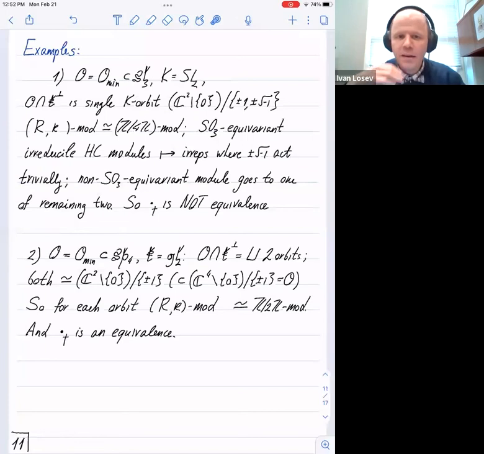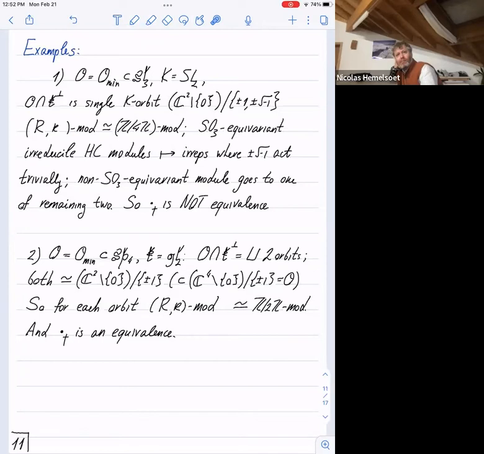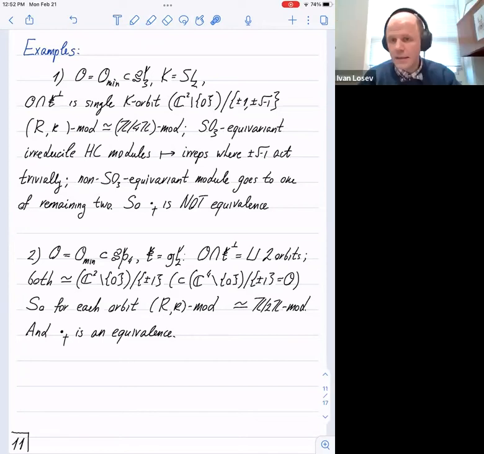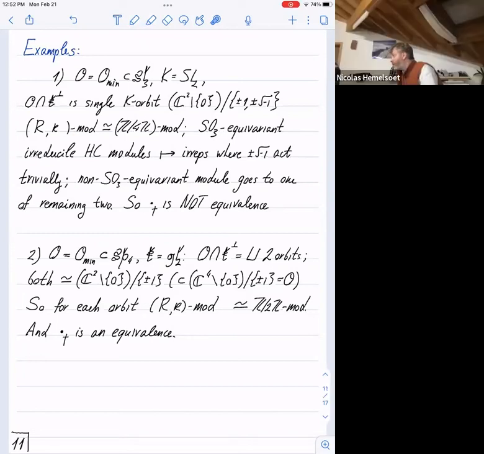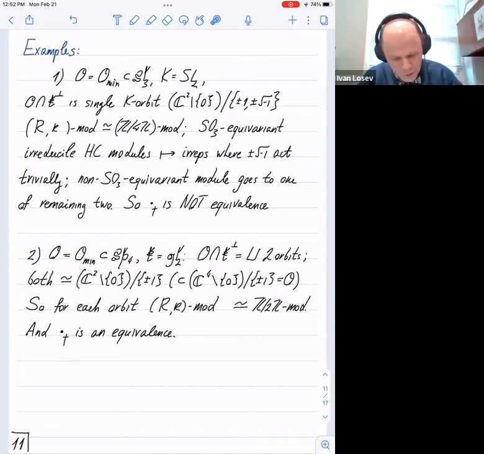Okay, let me tell you two examples. I told you that I have a fully faithful embedding from Harish Chandra modules to twisted local systems. And in my two examples from above, I have already classified all irreducible Harish Chandra modules. I need to tell you how they relate to twisted local systems. So let's start with an SL3 example where I have a minimal orbit.